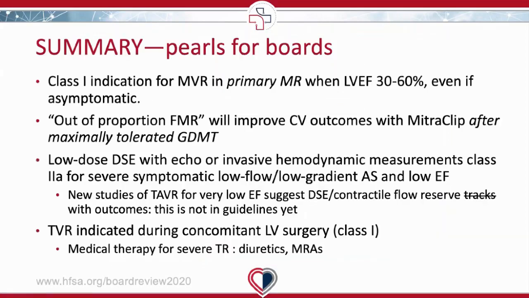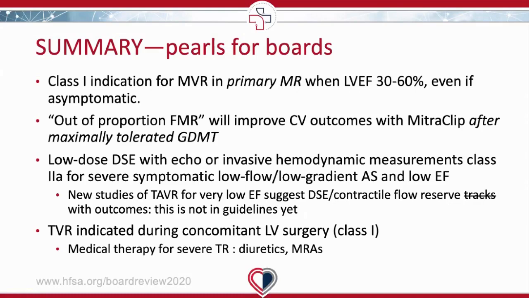So in summary, our pearls for boards: class 1 indication for MVR in primary MR when the EF is between 30 and 60%, even if asymptomatic. Out of proportion functional MR: these are patients who were enrolled in COAPT, high dose guideline directed medical therapy. So after you have high dose GDMT, if you still have 3+ MR, those are patients who will do well with the MitraClip.